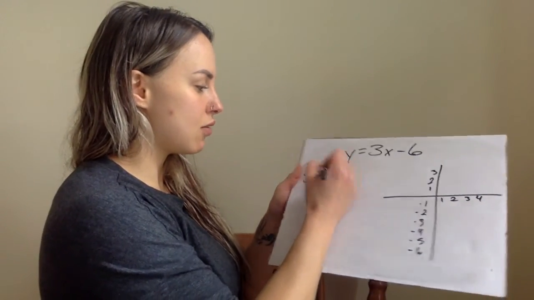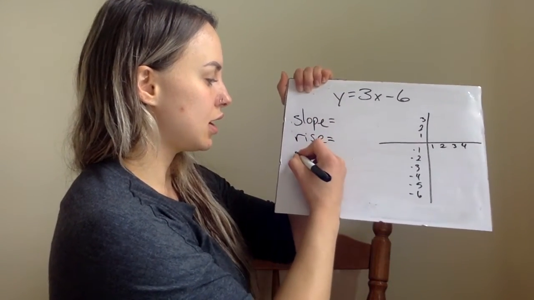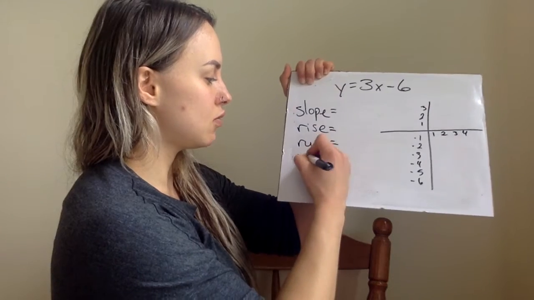So we'll do one more to solidify that in hopes that it actually makes sense to you guys. So y equals 3x minus 6. Just going to draw our graph. 1, 2, 3, 4, 5, 6. 1, 2, 3, 4. Okay. So it's asking us for our slope and our rise and our run and y-intercept.